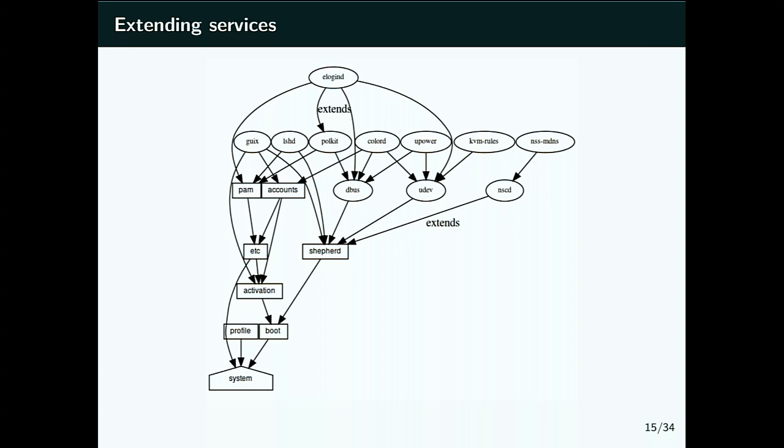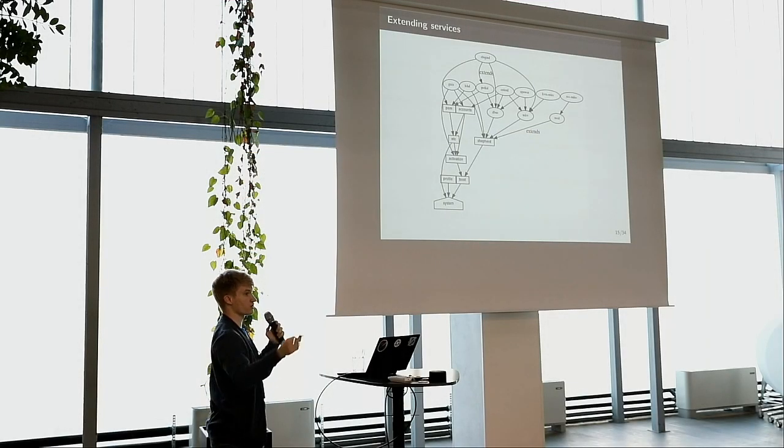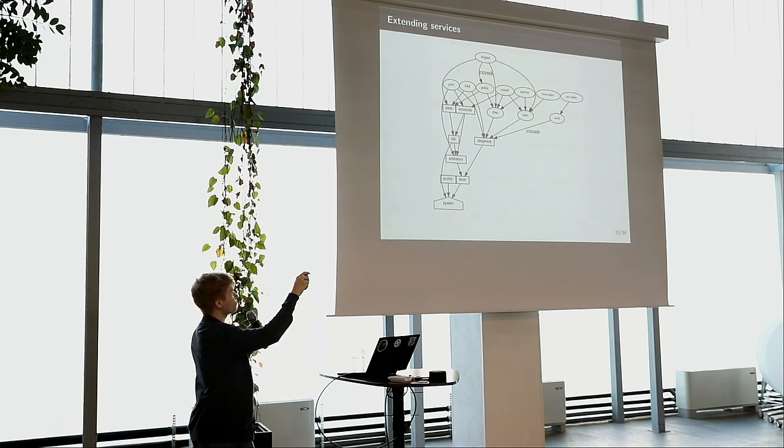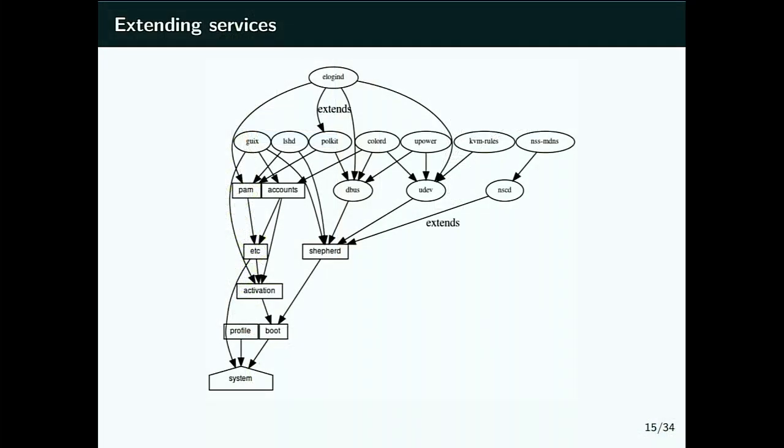So if you can't just merge from anywhere, how do you combine things? For example, the Shepherd defines all the system services. If now dbus and udev both want to create a service, they can't modify the Shepherd because you can't just merge inside of it. So what they do is extend the services. So dbus says, I want to extend the Shepherd with my own system service configuration. And udev does the same. And then Shepherd does the logic for combining those.